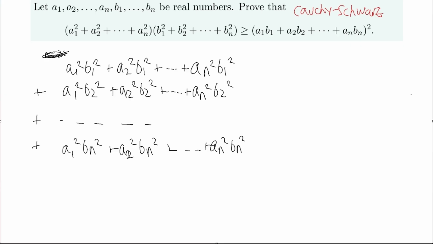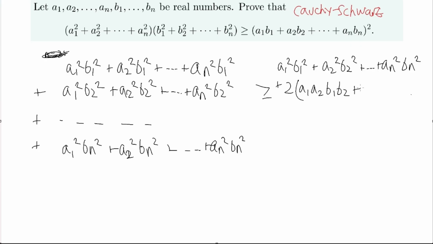So this is the left-hand side. And the right-hand side here is equal to, if we expand it out, a1 squared b1 squared plus a2 squared b2 squared plus all the way to plus an squared bn squared. Then we have 2 times some humongous thing. So we have a1 a2 b1 b2 plus then a1 a3 b1 b3. And what we actually end up with here is a symmetric sum. And we end up with an minus 1, bn minus 1, an bn.